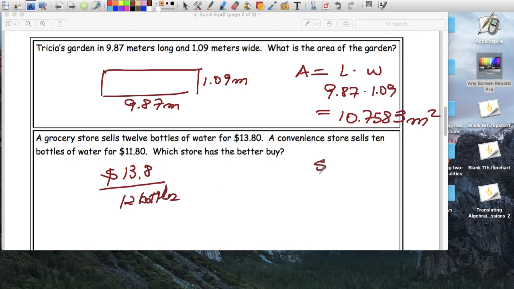And the other store has $11.80 for 10 bottles. Which one is the better unit rate? So we're going to change this to one bottle. I'm going to change this to one bottle as well.